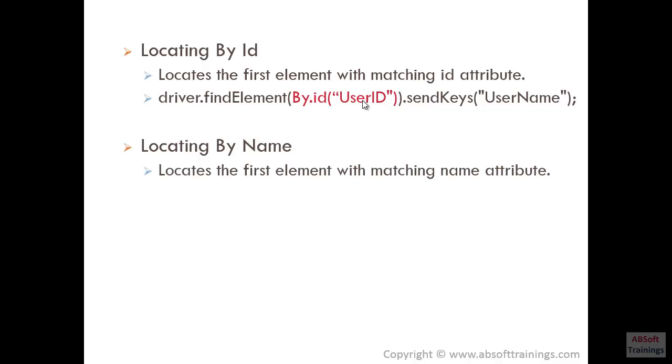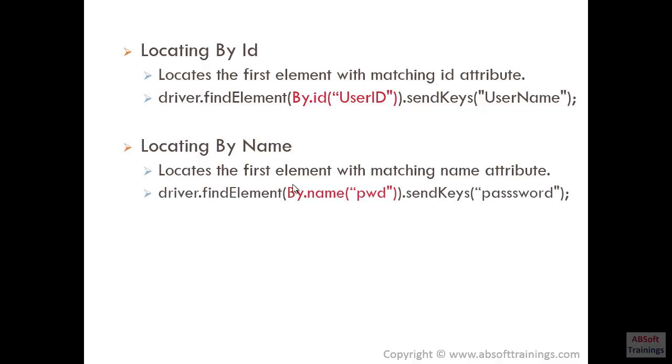Locates the first element with matching name attribute. And the example is like this. You can say by dot name and then whatever name you are looking for. Actually, when you say by dot, it's going to display all the locating strategies that you can use, like ID, name, XPath, all will be displayed, and based on whatever is best for your web element, you can use that respective locating strategy. We will see the actual code and how they work soon.